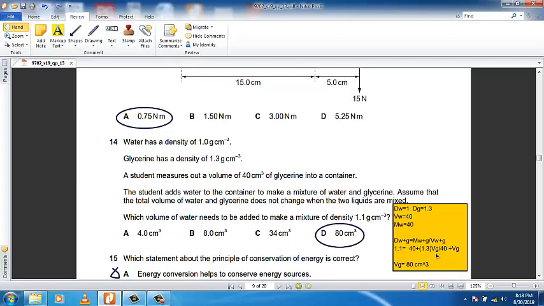So the volume of glycerin is unknown, so you can see that this is the mass. So the mass is density into volume, divided by 40 plus the volume of glycerin. The unknown over here is the volume of glycerin. Just find the volume of glycerin from this equation, which is 80 cm³. So the answer is B.